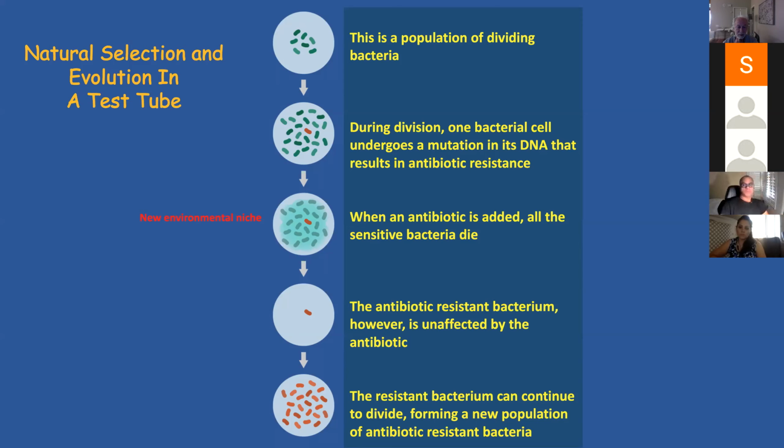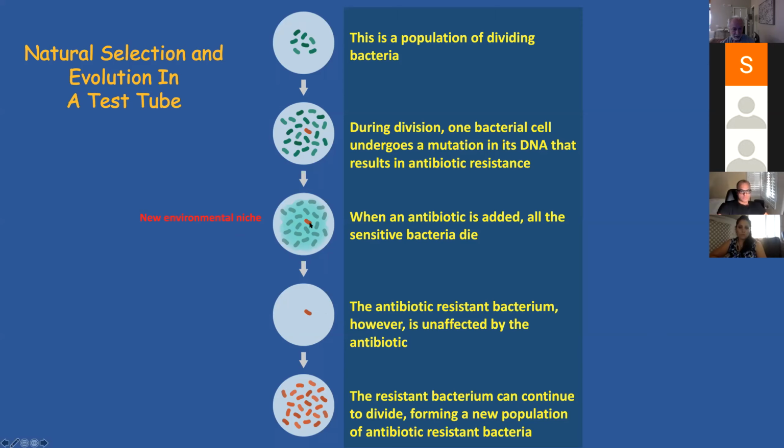In the third level down, a new environment is created. And that's done by adding an antibiotic to the medium, to the environment. So now we have a new environment that the green population of bacteria are not adapted to, but the mutant is. So you end up with all the green bacteria disappearing, and there's left just a red one. And as it divides, it creates a whole new population which occupies this new environmental niche that is created by the addition of the antibiotic.